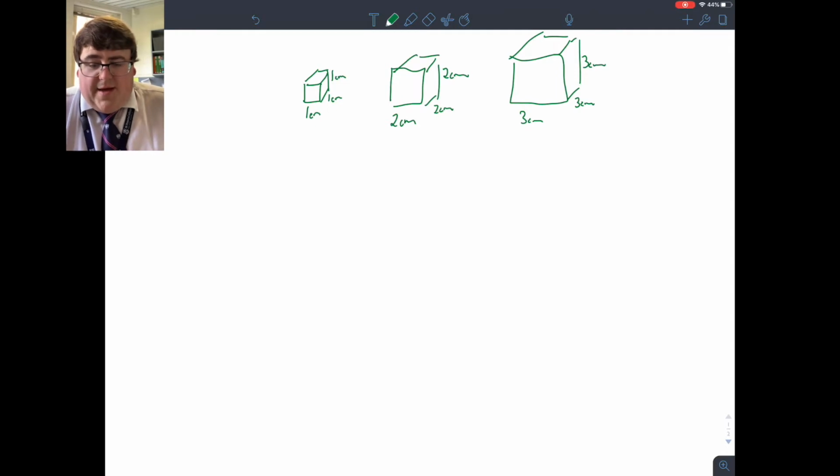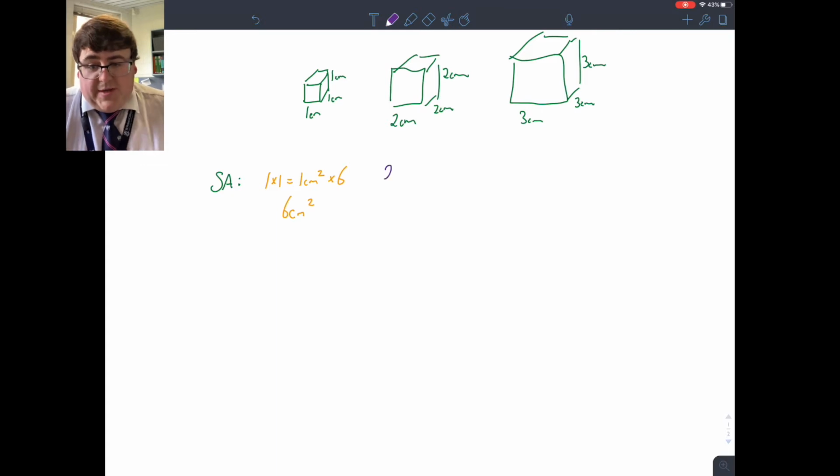So to start with that, we're going to need to calculate our surface area. Now in order to calculate surface area, it's length times width times the number of sides. Now for a cube, that's going to be 6 sides. So we'll work out the surface area for each of these cubes now. Starting with the 1 by 1, the surface area of one side is 1 by 1, which is 1 centimetre squared. And we're going to times that by 6 because there's 6 sides on the cube, which gives us a total surface area of this cube of 6 centimetres squared.